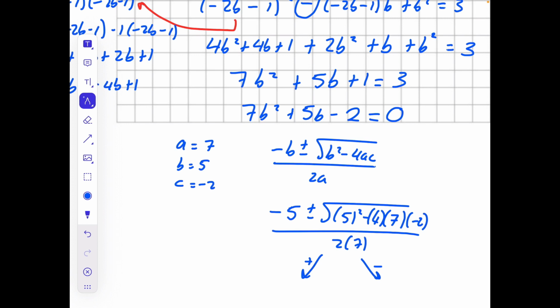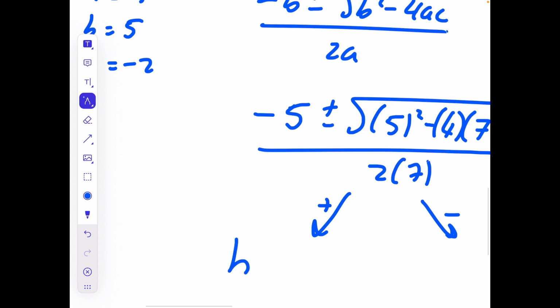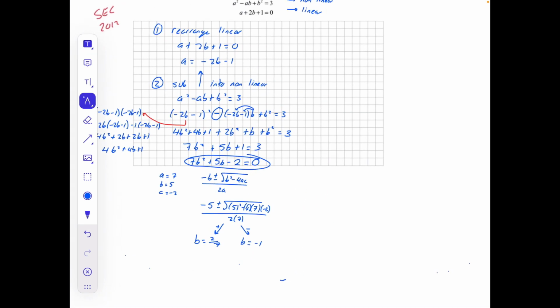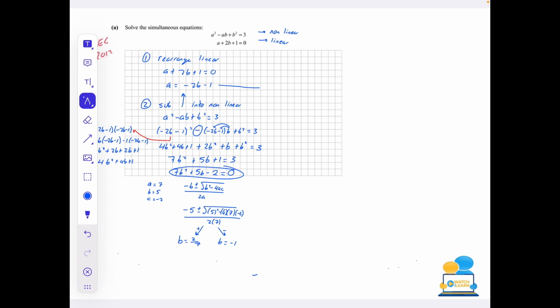Into your calculator, put the plus in front of the square root first. And we will get out now, over 7. So b is equal to 2 over 7. How do I know what letter? It's because in my quadratic I had b's. Or when I put the minus in front of the square root, I get out b is equal to minus 1. Okay, so there are two of my answers.